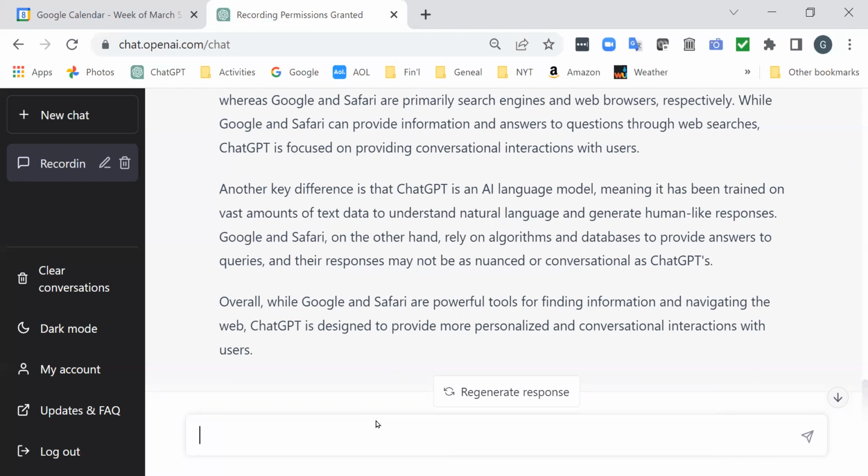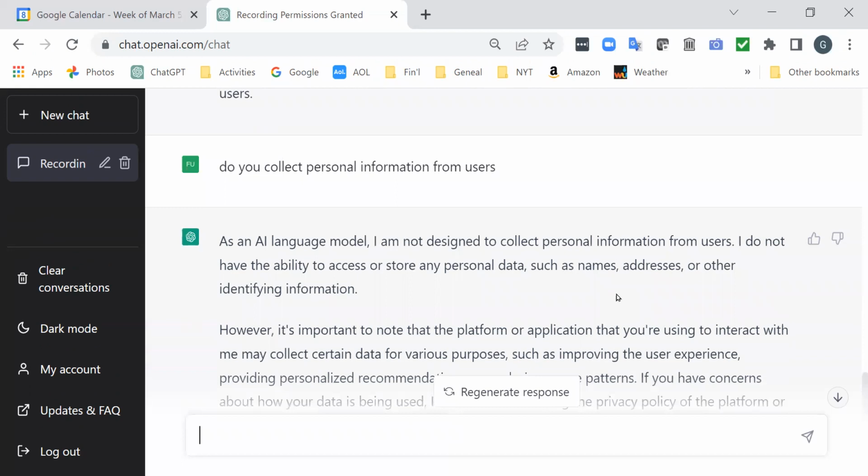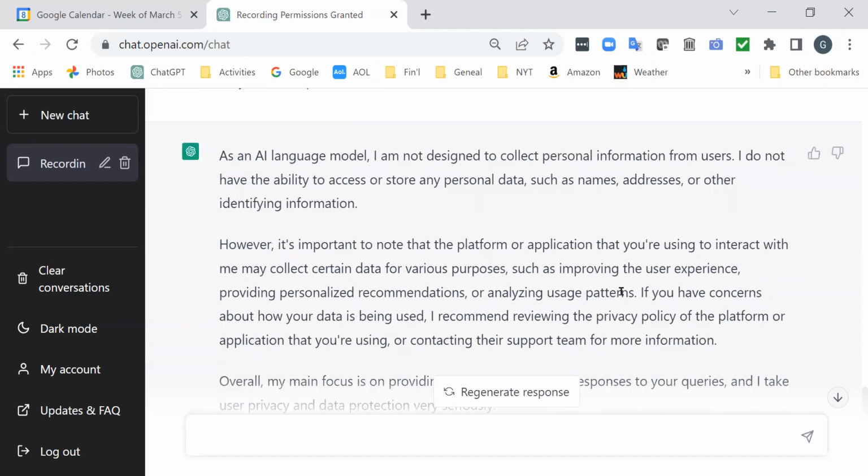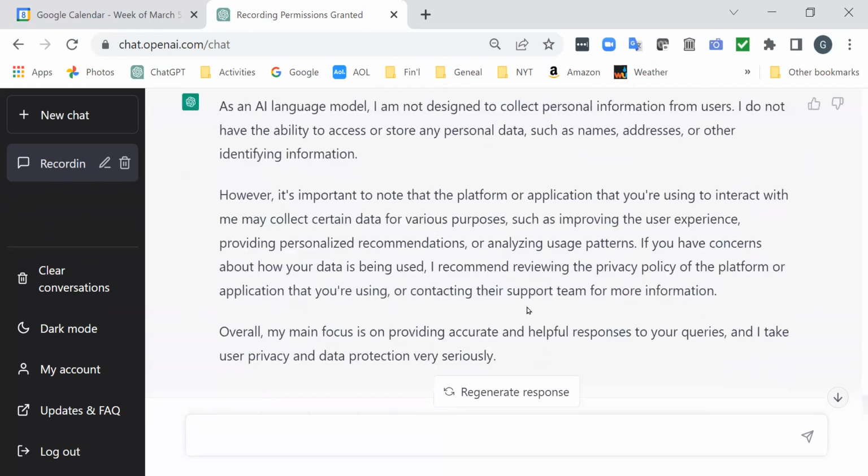Okay, who here has a question related to ChatGPT? We're going to get into some other areas in a moment. We have a question. Do you collect personal information? I'm not designed to collect personal information. Okay, there's an embedded question here I'd like to get a further answer to.